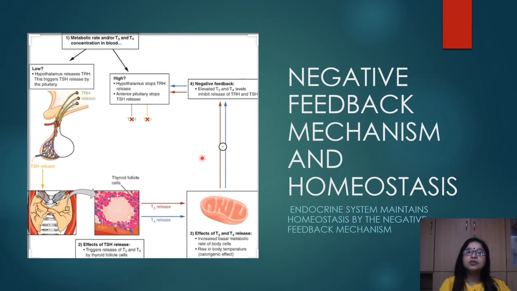So nothing can go on continuously as it is. There is some kind of regulation. So the endocrine system maintains homeostasis by the negative feedback mechanism. This is a feedback that the hypothalamus and the anterior pituitary are getting through the blood by the levels of hormones. So we call this the negative feedback mechanism.